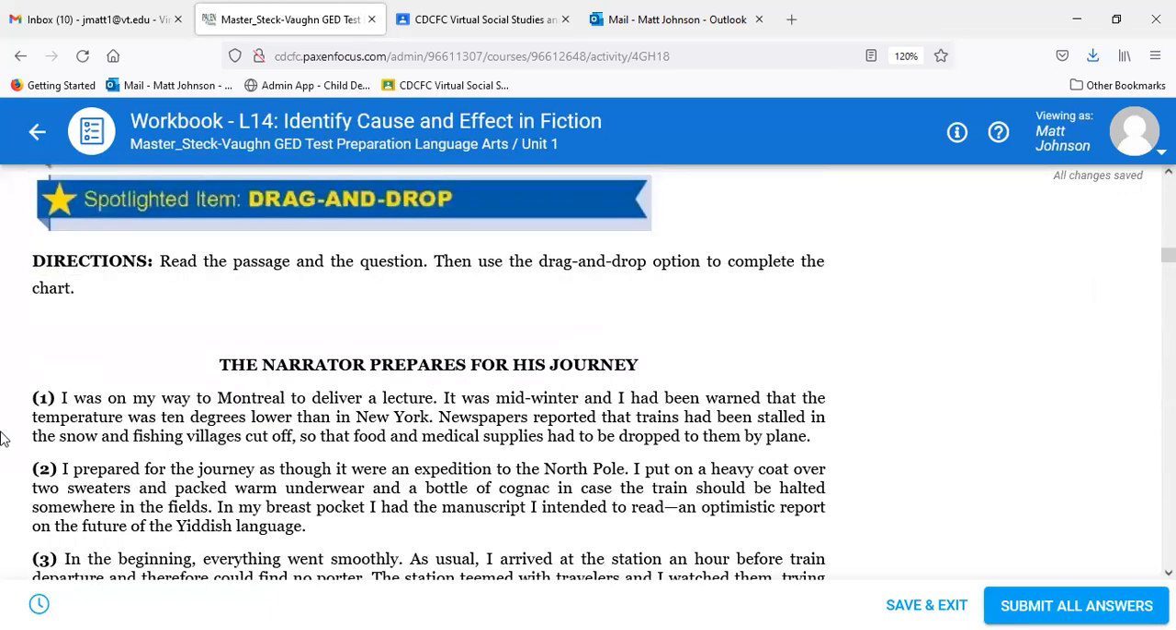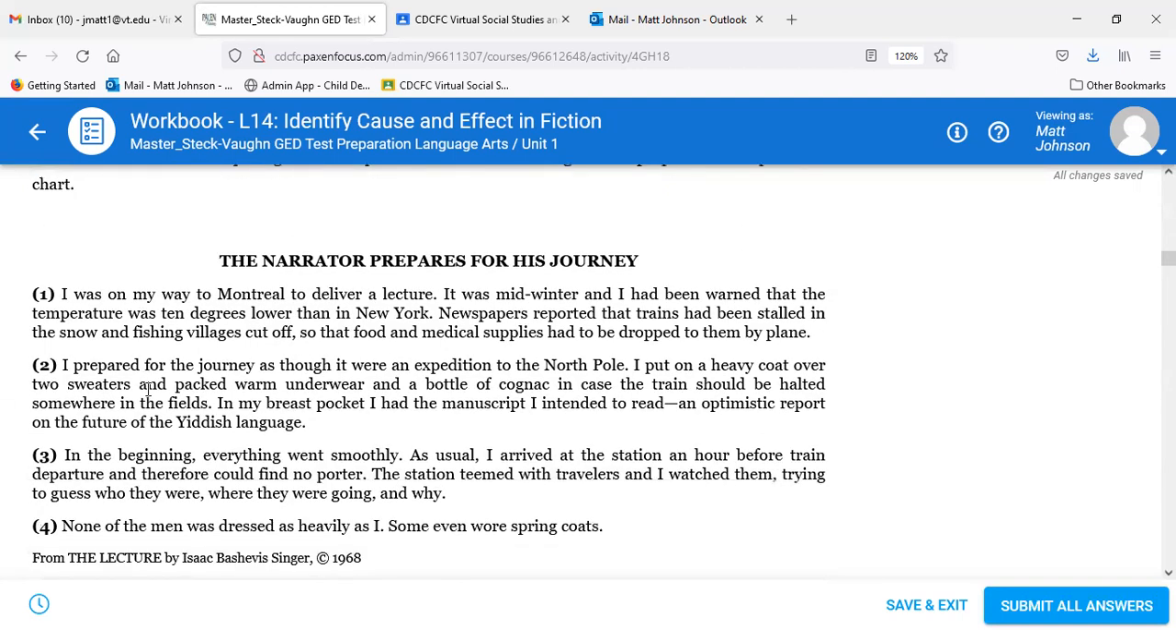Let me go ahead. I'll read here and then we'll work on the drag and drops together. So the narrator prepares for his journey. I was on my way to Montreal to deliver a lecture. It was midwinter, and I had been warned that the temperature was 10 degrees lower than in New York. Newspapers reported that trains had been stalled in the snow and fishing villages cut off, so that food and medical supplies had to be dropped to them by plane. I prepared for the journey as though it were an expedition to the North Pole. I put on a heavy coat over 2 sweaters and packed warm underwear and a bottle of cognac in case the train should be halted somewhere in the fields.